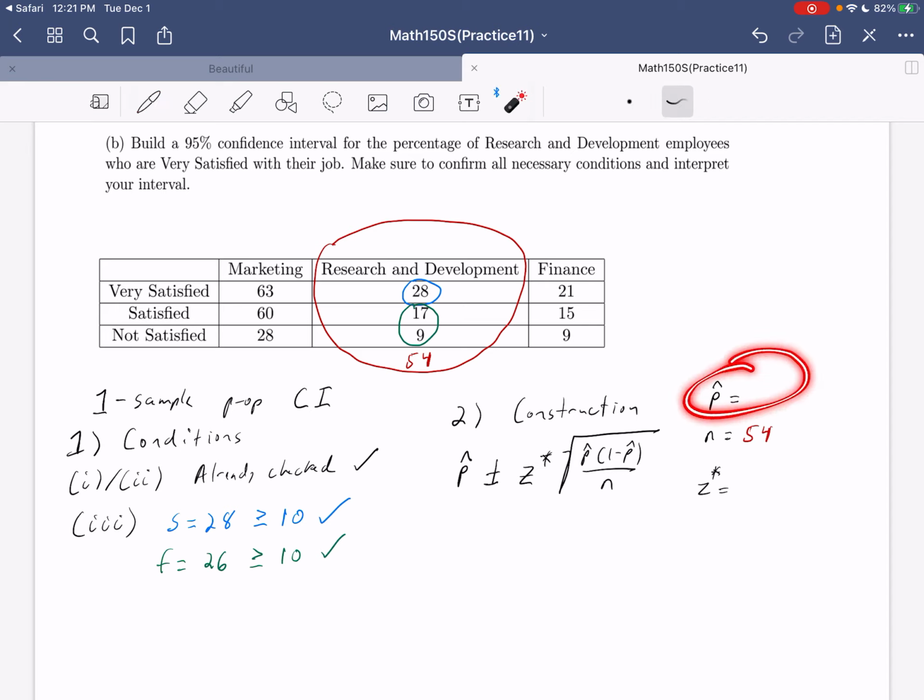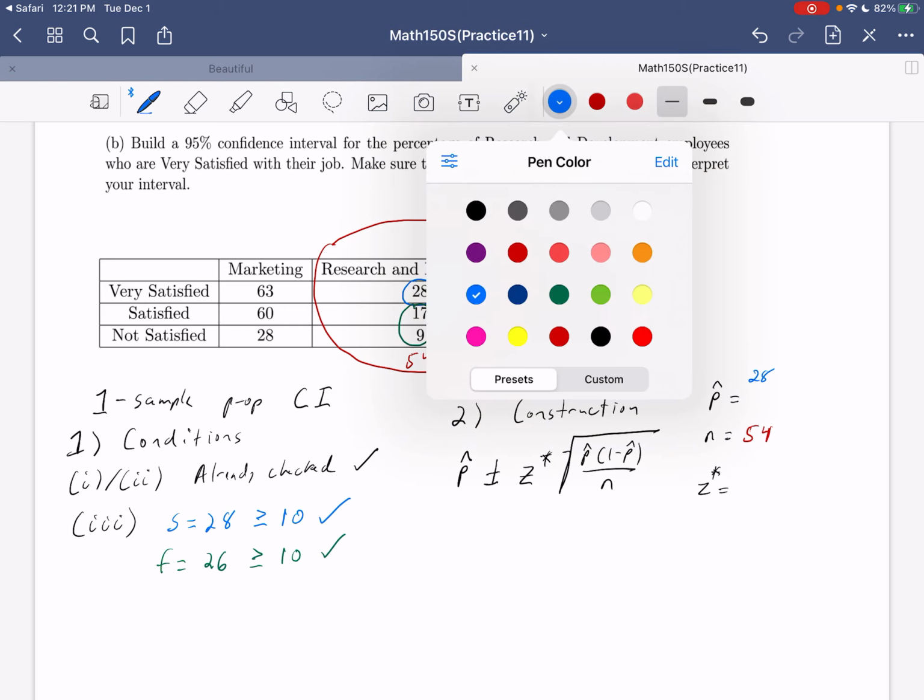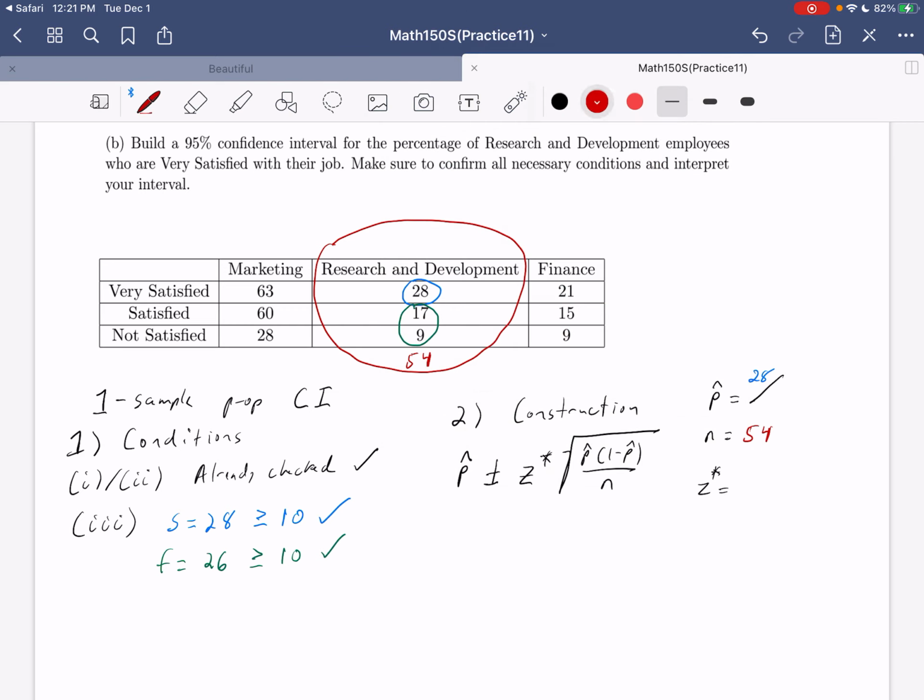How do we calculate sample proportion? Well, remember, sample proportion is always the number of successes divided by the sample size. So that, in this case, is going to be 28, and then divided by that 54. And let's go ahead and just calculate that. 28 divided by 54. Looks like we should get approximately 0.519. And then z star, well, that's based on your confidence level and table C.